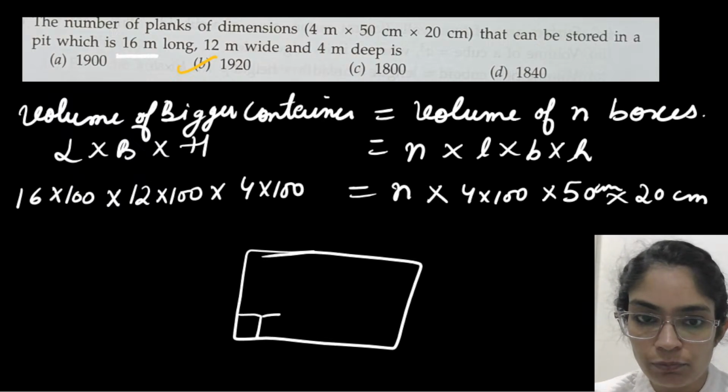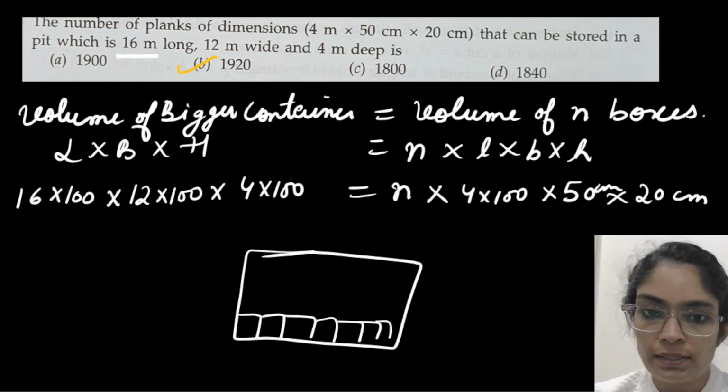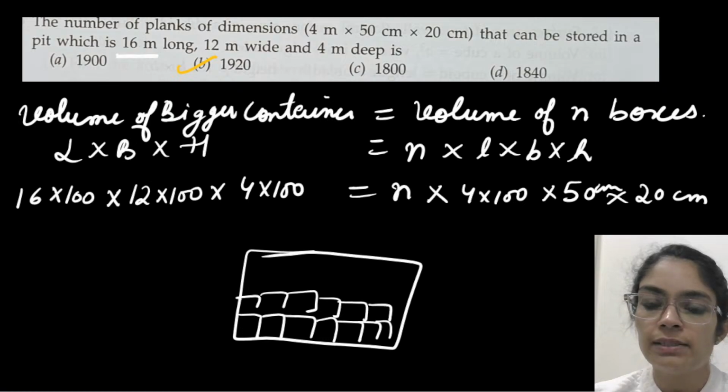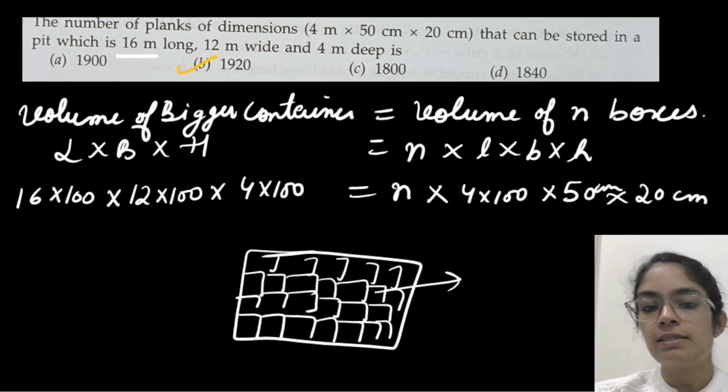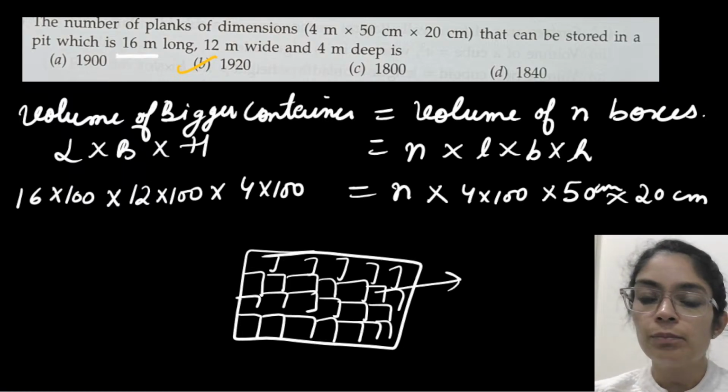In that pit, we have to keep small cuboidal boxes. They are asking how many such boxes can be kept. So these are small boxes. You can imagine these boxes will occupy the entire space present in the bigger box. That means the capacity of both should be the same.